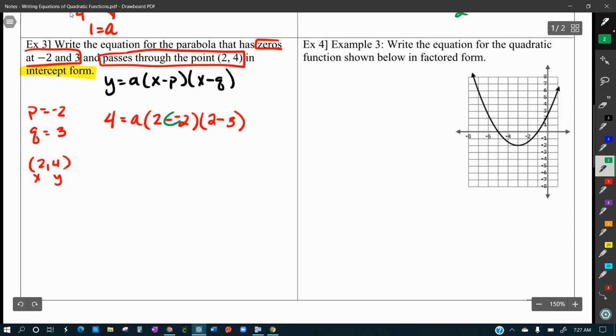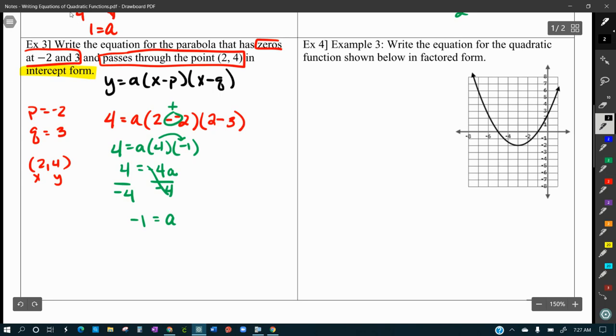So 2, this is actually a plus. So a times 2 plus 2 makes 4, and then 2 minus 3 makes negative 1. I'm going to go ahead and multiply these two together. 4 times negative 1 makes negative 4, and again, I'm going to put it in the front because having variables at the front looks funny. And then to get a by itself, we're going to simply divide out the negative 4. So a is equal to a negative 1.